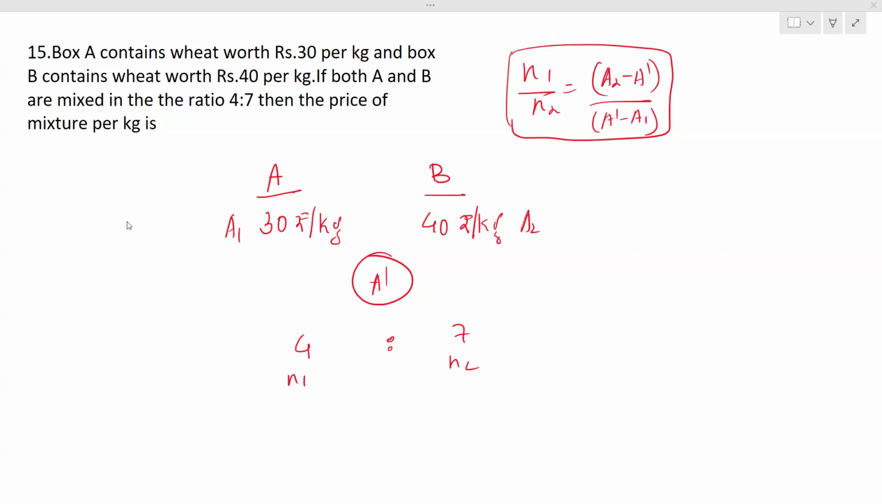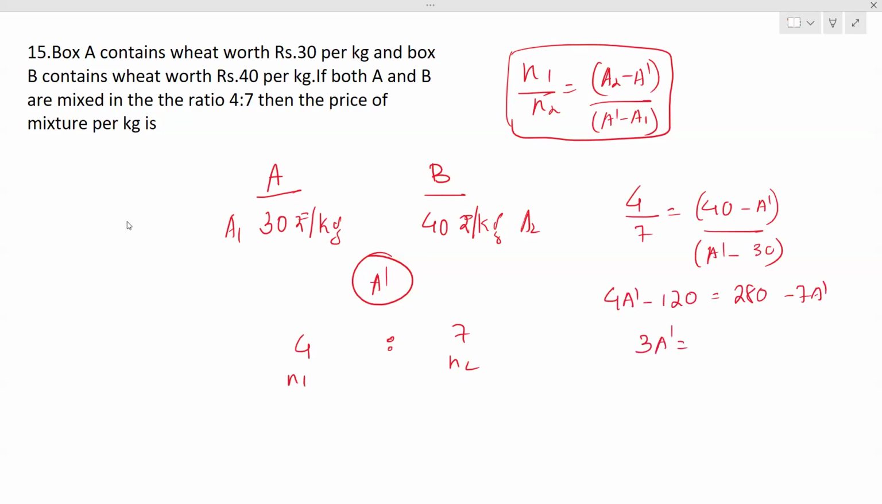N1 is 4, N2 is 7, is equal to, A2 is 40, 40 minus A dash, I'll keep it the same way, divided by A dash minus A1. A1 is 30. What do I get here? 4A dash minus 120 is equal to 280 minus 7A dash. 7 minus 4 gives me 3A dash. 280 plus 120 gives me 400.